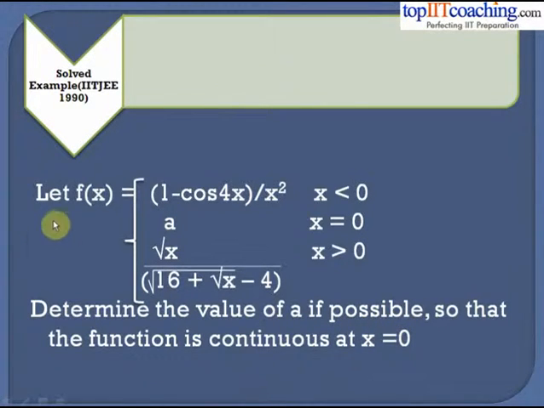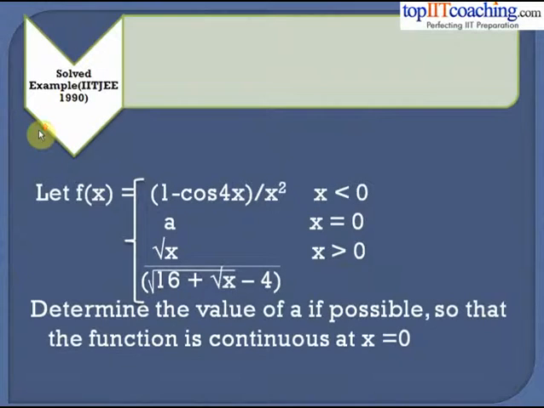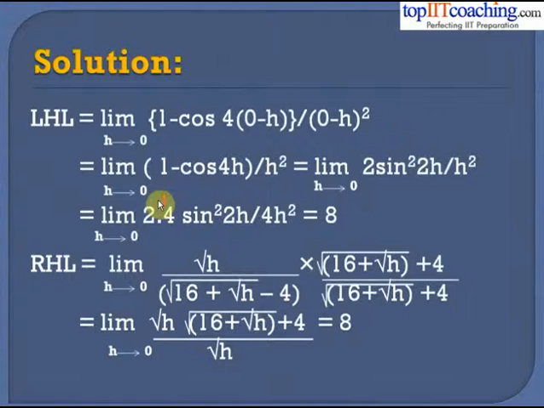Now we have been given a function f(x) and these are the expressions of f(x) when x is less than 0, x is equal to 0 and x is greater than 0. Now we have to determine the value of a such that f(x) becomes continuous at the point x equal to 0. So let's first of all try to calculate the left hand limit. Now the expression given to us when x is less than 0 is (1 minus cos 4x) divided by x squared. So let us say that x is equal to 0 minus h.